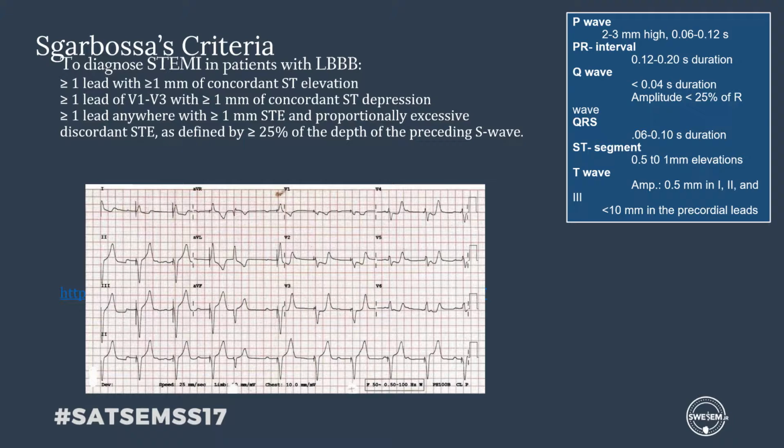We're using here the modified Scarbossa criteria that can be used to diagnose myocardial infarctions in patients with known left bundle branch blocks. The criteria require at least one lead with at least 1 millimeter elevation above the baseline, concordant, and this term means in agreement with, so think anatomy here, one lead with ST depressions, or the discordant waves with elevations more than 25% of the S wave amplitude.